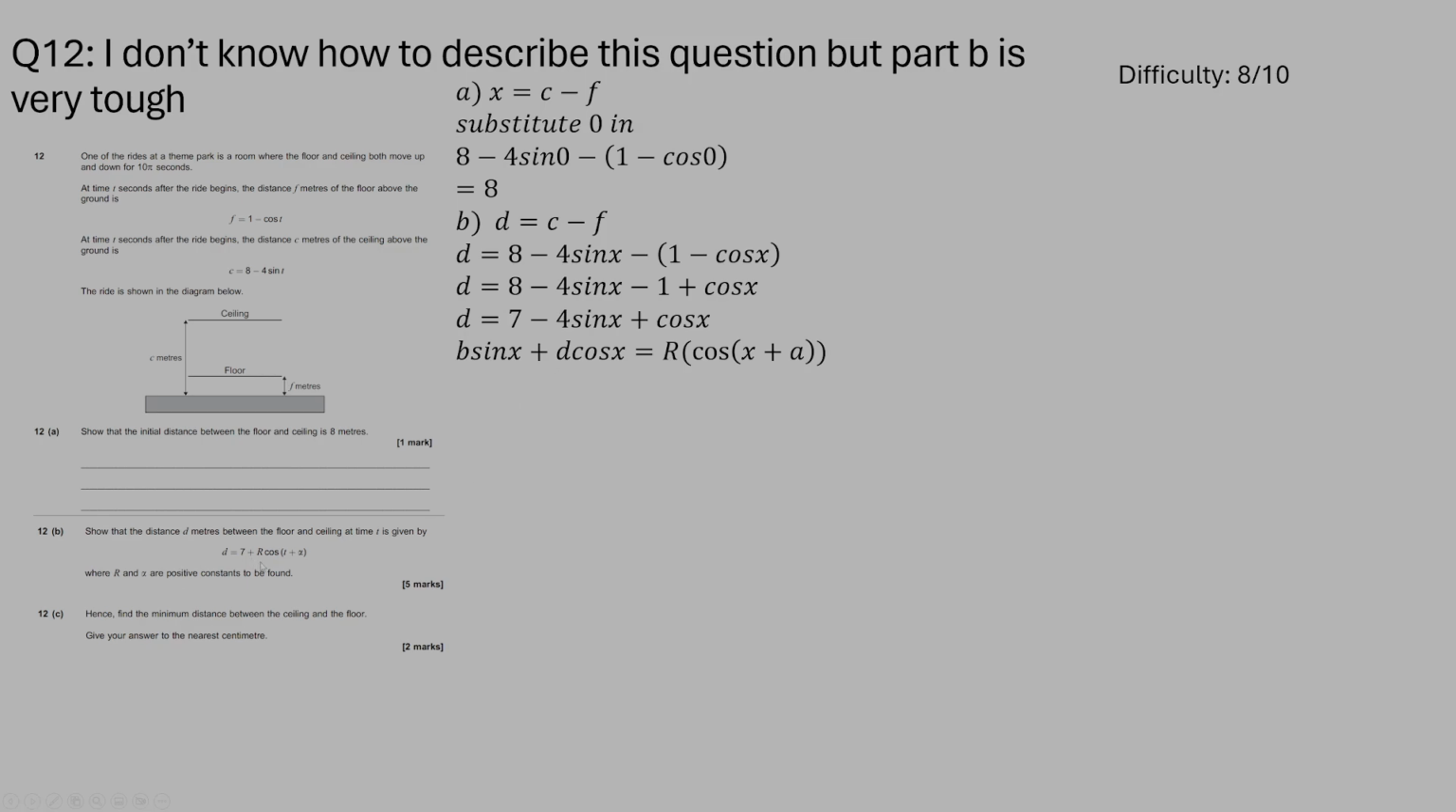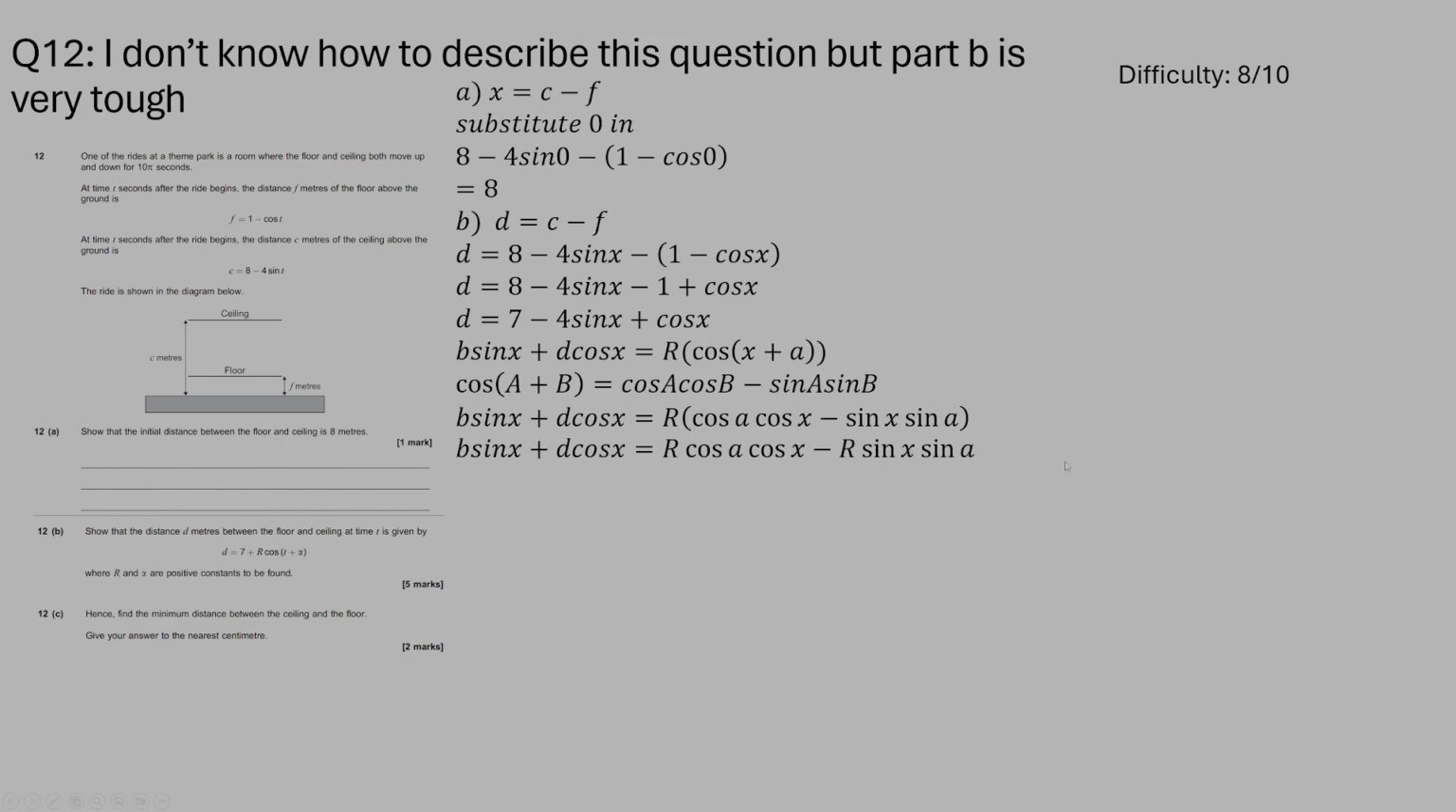So we want it in this form here, r cos of t plus alpha, which I've just written as x plus alpha here. But we can't find that yet. But we can use the compound angle formula. We know that cos of a plus b equals cos a cos b minus sine a sine b. So we're going to write the second part of the equation out like this, where we've got the same b sine x plus d cos x, but we've written this bit out differently now. And we're going to distribute the r, and then we're going to equate the coefficients.